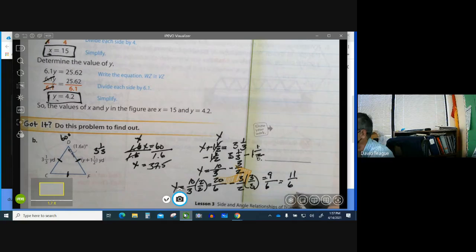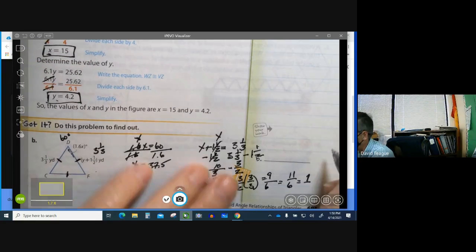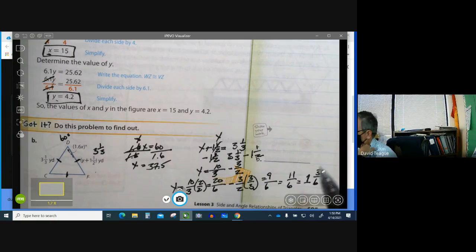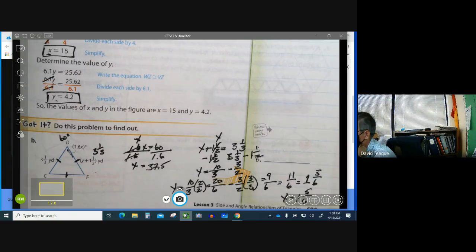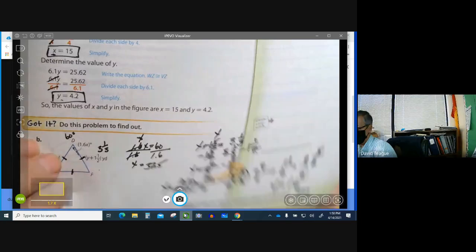This is an odd number. This is an even number. I can't simplify it anymore. So I'm going to just change it to a mixed number. 6 goes into 11 once. So that's my big number out front. And what do I have left over? I have 5 left over, right? 6, 7, 8, 9, 10, 11. So that is 1 5/6. So y is equal to 1 5/6. Okay? Okay.